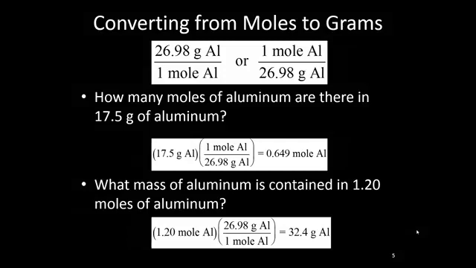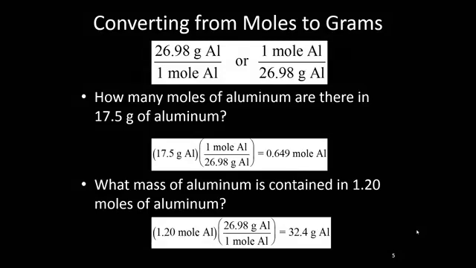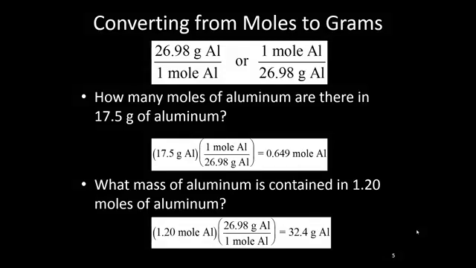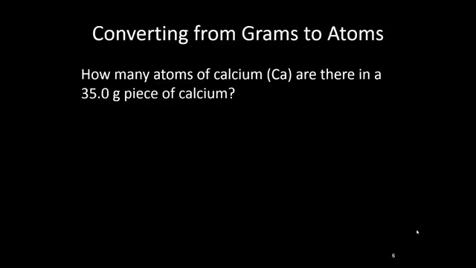Now, it is possible to combine the 2 things that we have talked about today. In other words, we can convert from grams to atoms or atoms to grams. For example, we can answer this question. How many atoms of calcium, which is Ca, are there in a 35.0 gram piece of calcium? We're first going to convert grams to moles using the molar mass. Then we're going to convert moles to atoms using Avogadro's number.